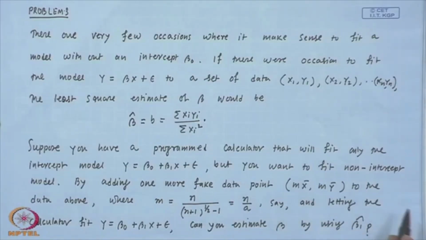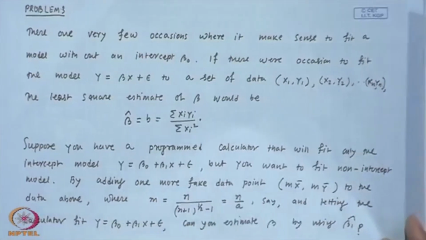Now, the question is, by adding one more fake data point, say (m x bar, m y bar), where m is a function of n, and letting the calculator fit the intercept model, can you estimate this beta by using beta 1 hat? Okay, so this is the problem. Maybe I will try to explain the problem itself once more.